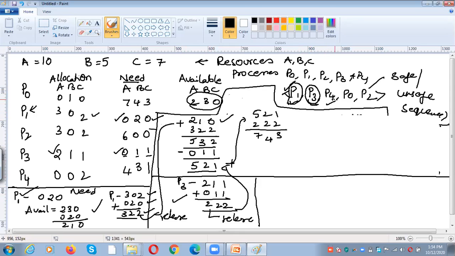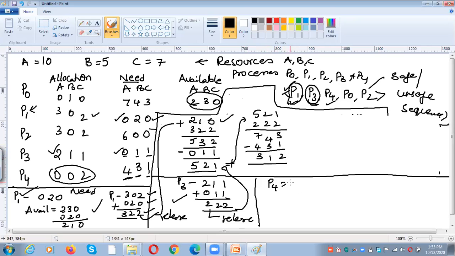So we need to talk about P4. Next, we need to give it to P4. P4 already has 0 0 2 allocated. Now it requires 4 3 1. So you need to give 4 3 1 to P4. Already available is 7 4 3. You are going to assign 4 3 1 from 7 4 3, which leaves 3 1 2. So 3 1 2 are available now.